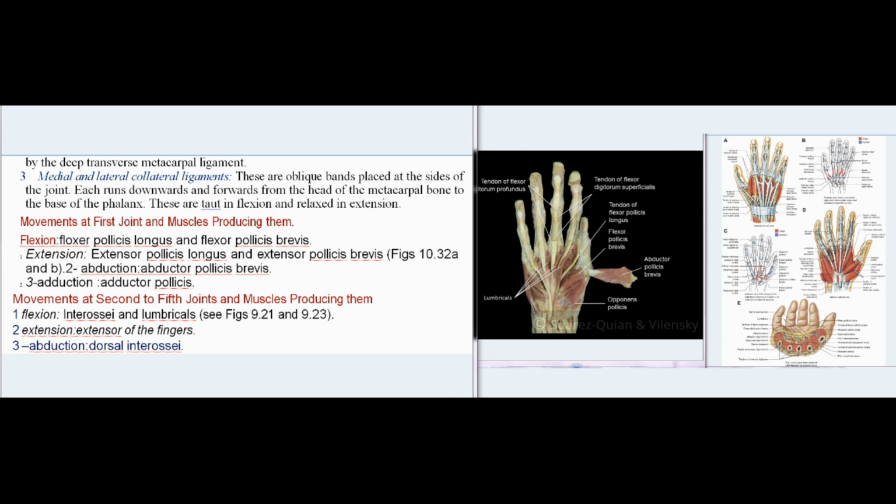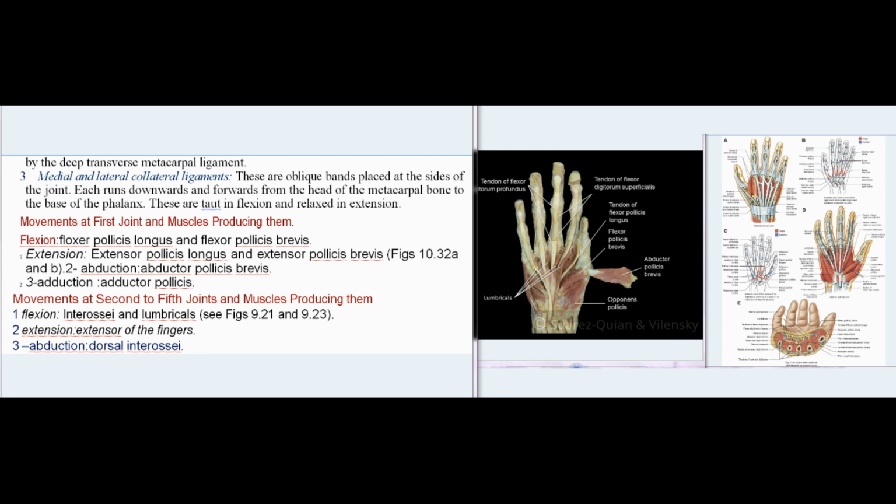3. Medial and lateral collateral ligaments, these are oblique bands placed at the sides of the joint. Each runs downwards and forwards from the head of the metacarpal bone to the base of the phalanx. These are taut in flexion and relaxed in extension. Movements at first joint and muscles producing them. Flexion: flexor pollicis longus and flexor pollicis brevis. Extension: extensor pollicis longus and extensor pollicis brevis, Figs 10.32a and b. Abduction: abductor pollicis brevis.